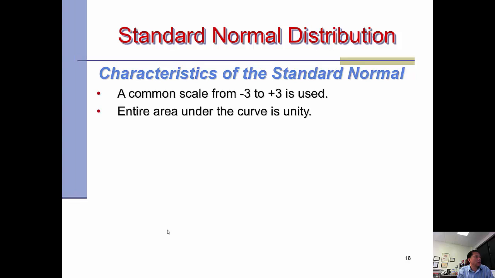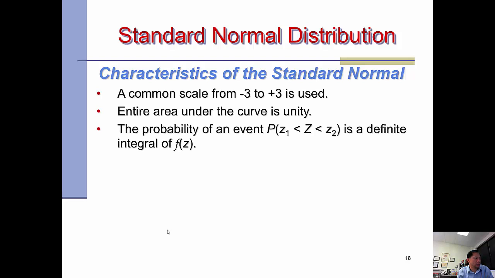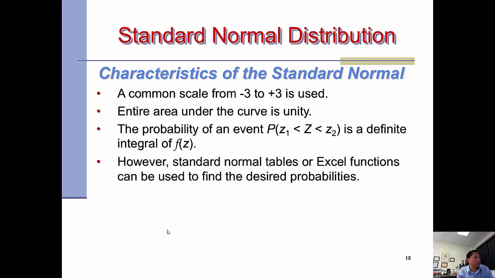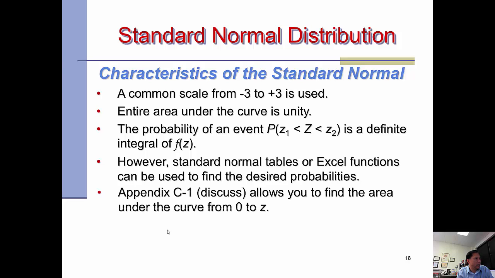And a common scale from -3 to +3 is used because that includes most of the observations. The entire area under the curve is unity. The probability at an event point P is the definite integral of f, and the standard normal functions can be used.